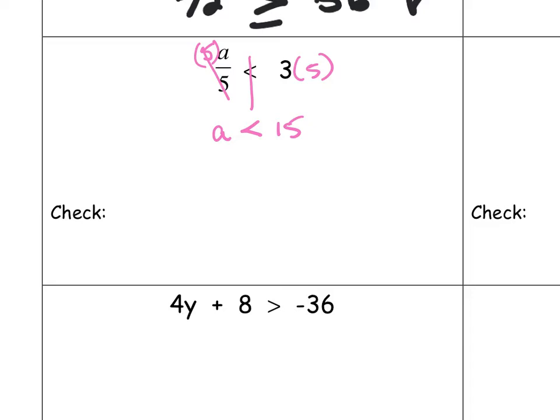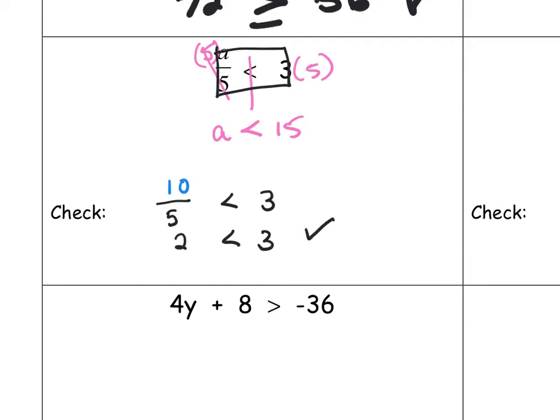So in order to do the check, I have to start with a number that is less than 15 that I can divide by 5 that is going to be less than 3. I'm using the original inequality. I've just left this blank because I'm waiting to choose a number. Since I'm dividing by 5, I'm going to choose a number that's easily divisible by 5. So I'm going to choose 10. 10 is less than 15, but it also is divisible by 5 evenly. So if I take 10 divided by 5, I'm going to get 2, and 2 is less than 3.